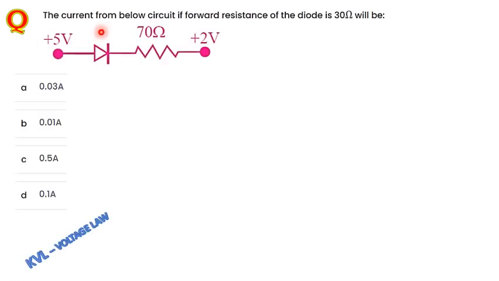Find the current in the below circuit if the forward bias resistance of the diode is 30 ohm. See this one, to understand better, this is forward bias. They have already mentioned this. This is forward bias in this case. This is P positive and this is negative here. Now from here, what you are going to mention is the potential of 5 volt and this is 2 volt potential here.